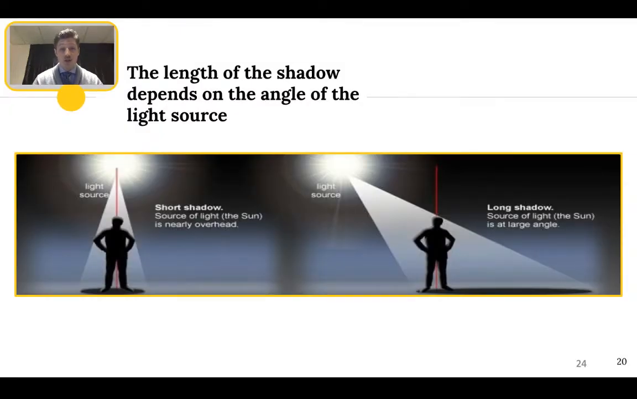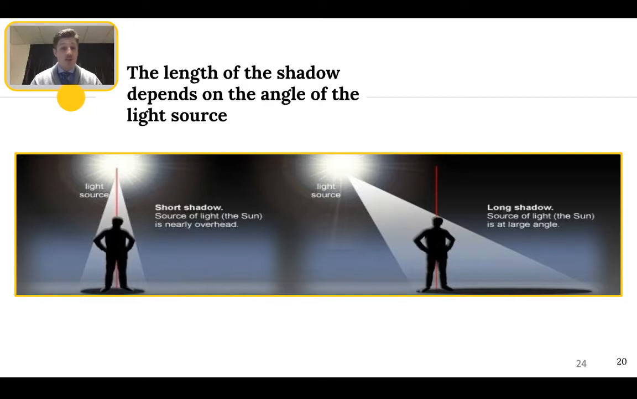The length of a shadow formed on the ground depends on the angle that the light rays hit that object blocking the light. If the light rays hit the object straight on, then this will create the smallest possible shadow. The greater the angle the light rays hit, the longer the resulting shadow.